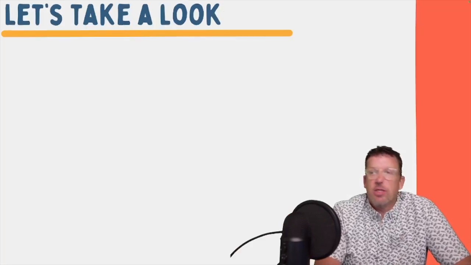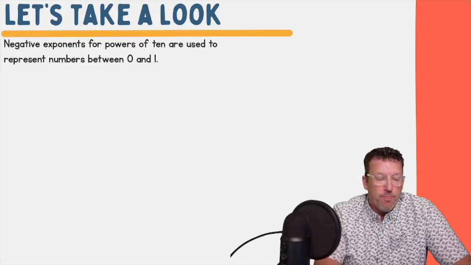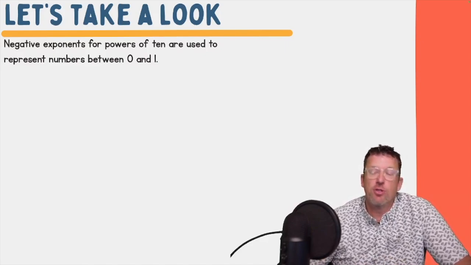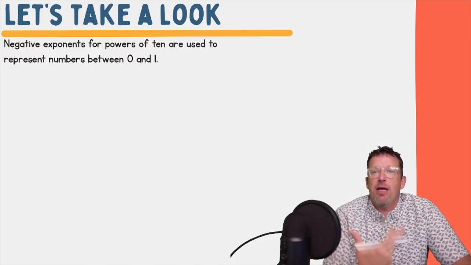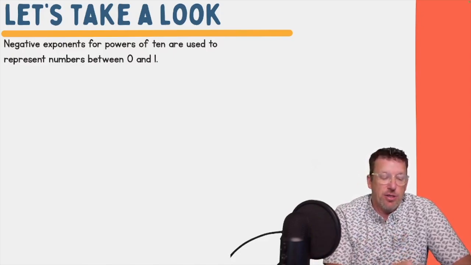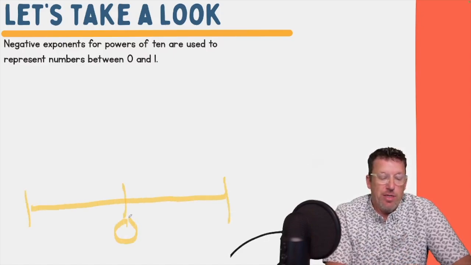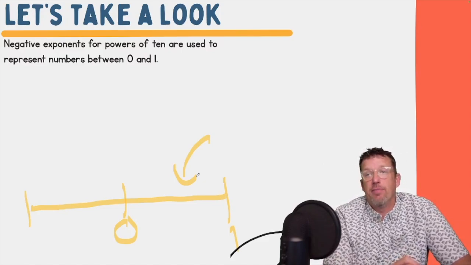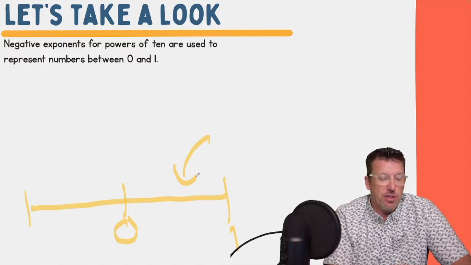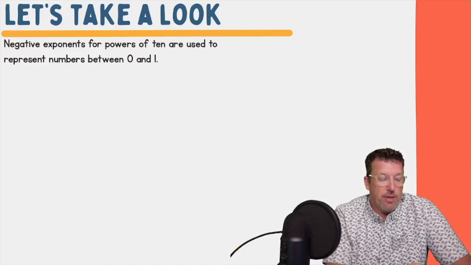All right, so let's take a look at a negative exponent. Negative exponents for the powers of 10 are used to represent numbers between 0 and 1. It's very important that you understand anytime a number has a negative exponent, the answer is going to fall, if we have a number line, somewhere between 0 and 1. It's going to be in this region. Negative exponents get us somewhere between 0 and 1. Because remember we said we're dividing 1 by the number. So it's just going to keep getting smaller and smaller, but it won't pass 0.